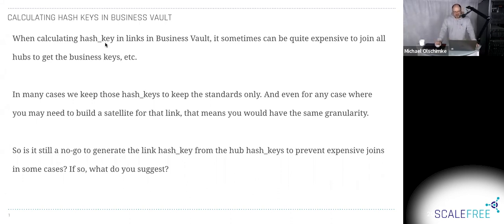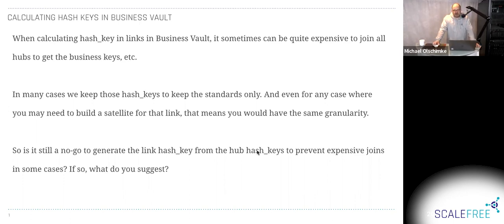And I forgot the light here. The thing is this, and then they also have the additional problem that if there's a satellite attached to the link, that essentially adds up as well. So now the thing is this. And so is it still a no-go to generate the link hash key from the hub? So yeah, the thing is this, first of all, I wouldn't calculate the hash key for the primary key of the link from the hash keys of the referenced hubs. I would always use the business keys, first of all, to stick to the pattern.